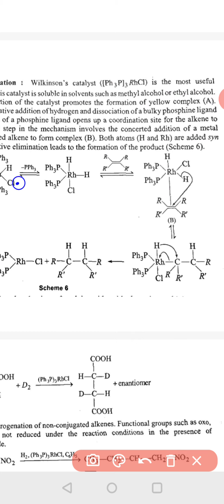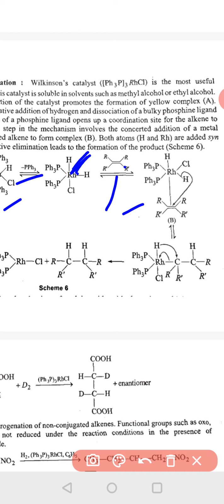When this bulky phosphine group leaves the compound, a coordination site opens up for the addition of this alkene. एक रोडियम की साइड जहाँ से ये फॉस्फीन बाहर निकल गया था, वो वाली साइड हमारे पास अवेलेबल है जिसके थ्रू ये एल्कीन इस रोडियम के साथ अटैच हो सकता है. ये देखिए, ये रोडियम के साथ एल्कीन अटैच हो गया.